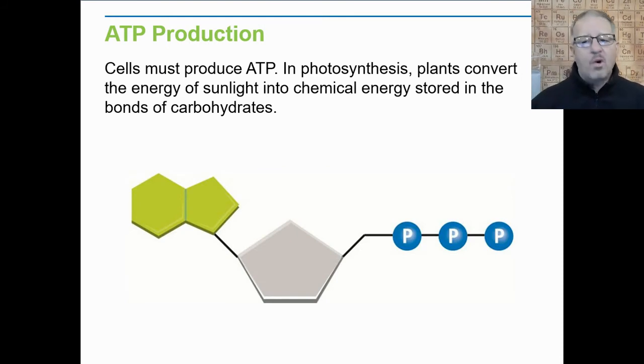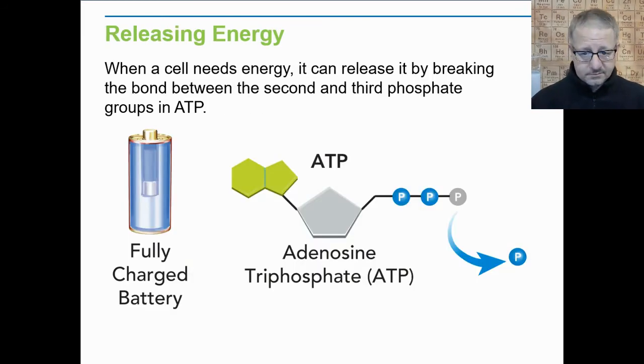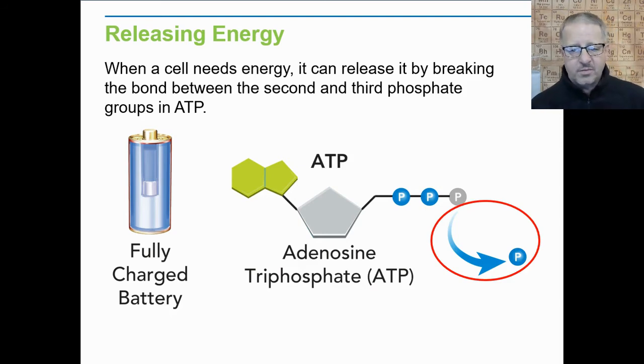So cells aren't born with a nice big supply of ATP. They actually have to somehow produce it. So where do living things get the energy that they use in order to produce ATP? Well, it comes from the chemical compounds that we call food. ATP is like a fully charged battery. It can release energy when the bond between the second and third phosphate group gets broken. And so here you see the removal of the third phosphate group from the ATP.